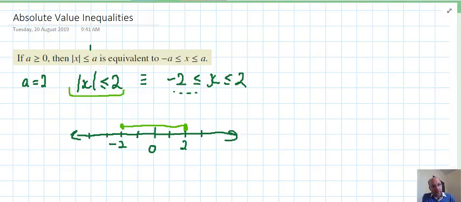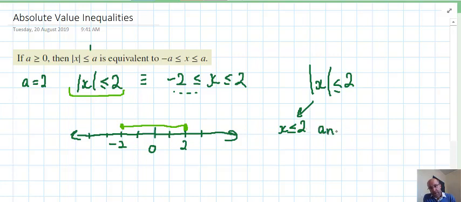Well, let's work on that based on some of our previous work. If we've got the absolute value of x is less than or equal to 2, that means we've got two cases. The easy case is that positive x is less than or equal to 2, and there's another case where the negative of x is less than or equal to 2. Now when we multiply an inequality by a negative, we multiply both sides as if they were an equation, and we change the direction of the inequality around.